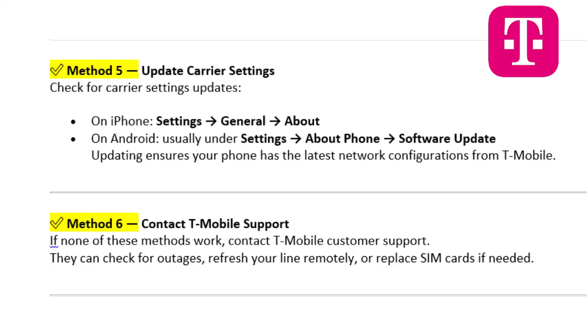Method 5, update carrier settings. Check for carrier settings updates. On iPhone, Settings, General, About. On Android, usually under Settings, About Phone, Software Update. Updating ensures your phone has the latest network configurations from T-Mobile.